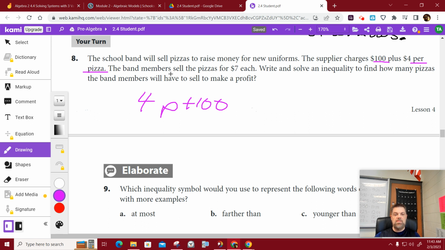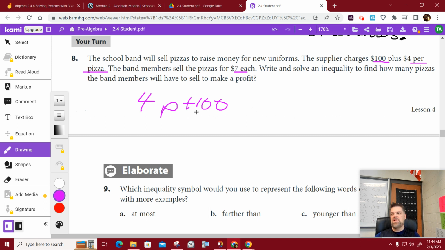Then it says the band member sells the pizzas for $7 each. Okay. All right. Write and solve an inequality. So this 7's important. I've got to figure out where it goes, though. Write an inequality to find out how many pizzas they have to sell to make a profit.